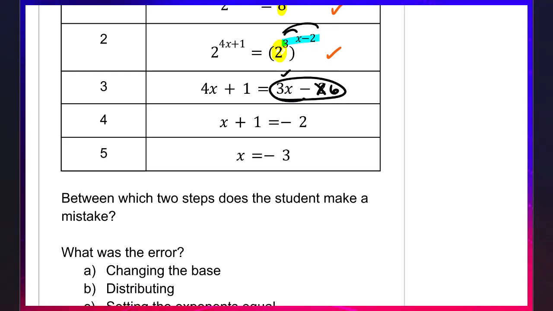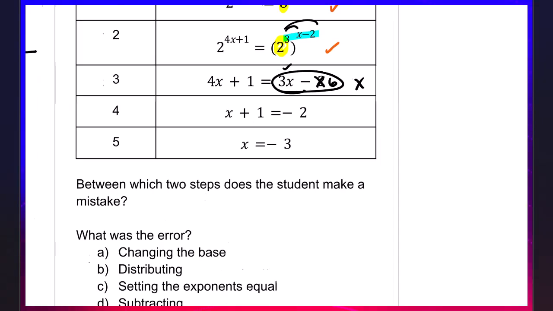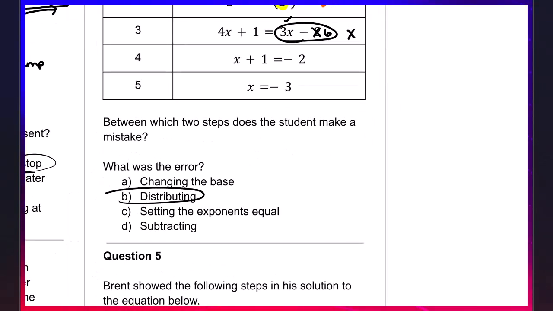So that is the mistake. The error is not distributing. And it says which 2 steps does the student make a mistake? It's between step 2 and step 3.